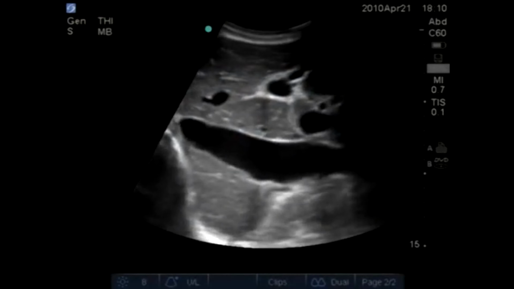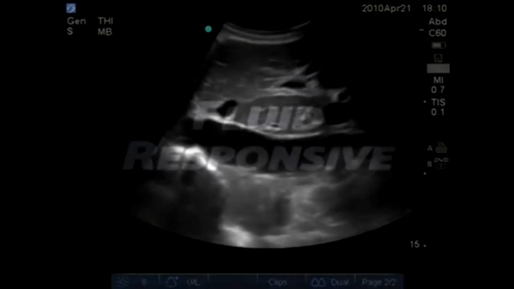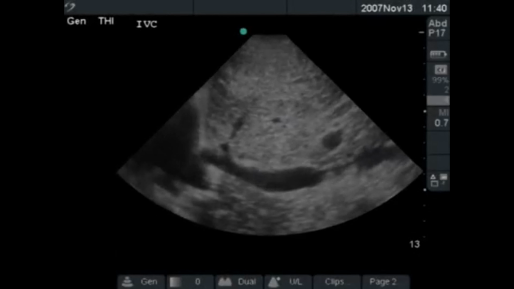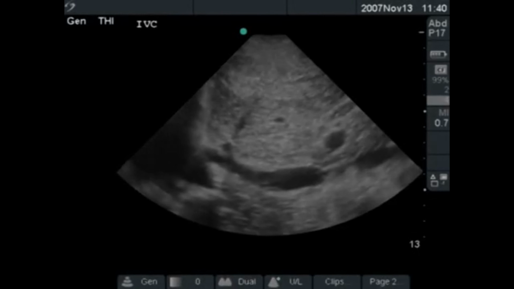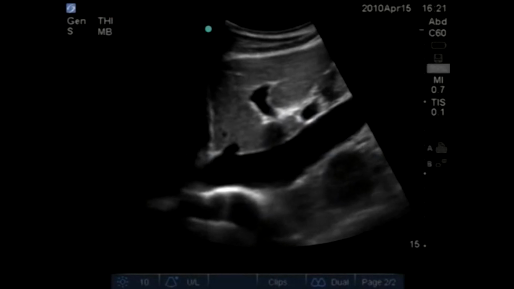All right, we gave that patient 2 liters. We take a look at the IVC again. It's bigger, but it's still collapsing greater than 50%. More fluid needed. Here's another patient that needs fluid. IVC collapsing just past that hepatic vein with respiration. All right, we gave that patient 6 liters of fluid. Look at the IVC now.